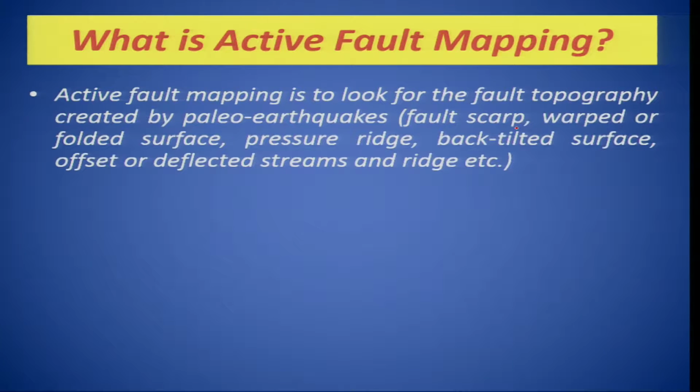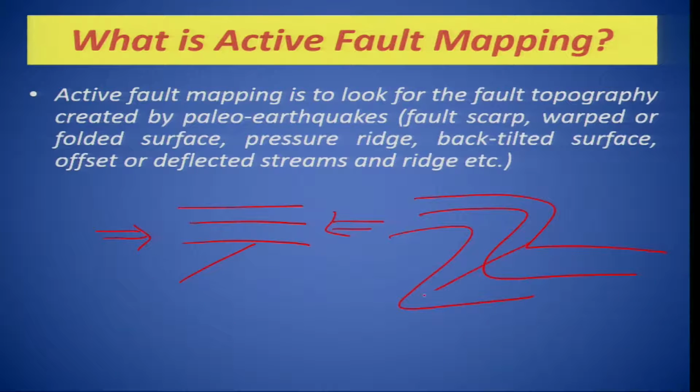Because when there is a deformation, for example, if you are having different layers here, and you are folding them, and there is a fault here, what will happen? This will be displaced along the fault and they will get folded. This manifestation on the surface is termed a fault scarp.